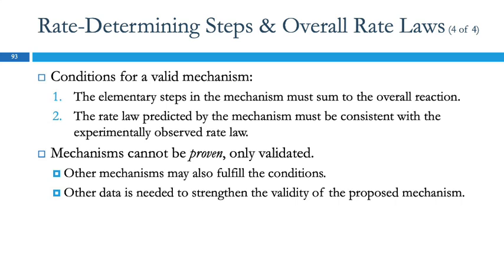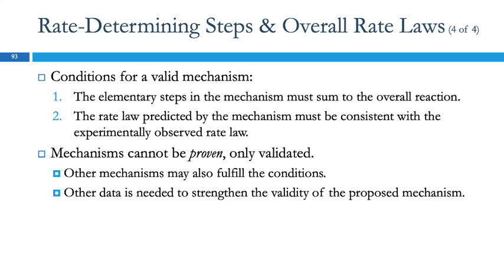So, conditions for a valid mechanism: the elementary steps have to add up to the overall reaction, and the rate law predicted by the mechanism has to be consistent with the experimentally observed rate law. Like many things in science, we cannot prove mechanisms to be correct. We can validate them. We can say, okay, all of the evidence suggests that this is correct, but we can't prove anything to be correct. It's really a bummer when you think about it. We can prove things wrong, but you can't prove anything right.